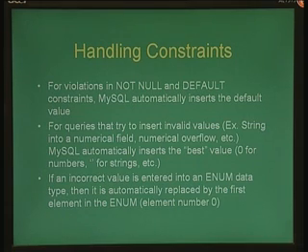And similarly in an enumerated data type. What is an enumerated data type? Where you say this column can take only this set of values. One can say a column called gender can only take M or F, or a column called grade, let us say, can only take values A, B, C or D and so on. If an invalid value is entered into an enumerated type, then it is automatically replaced by the first element in the enumerated type, that is element number 0.